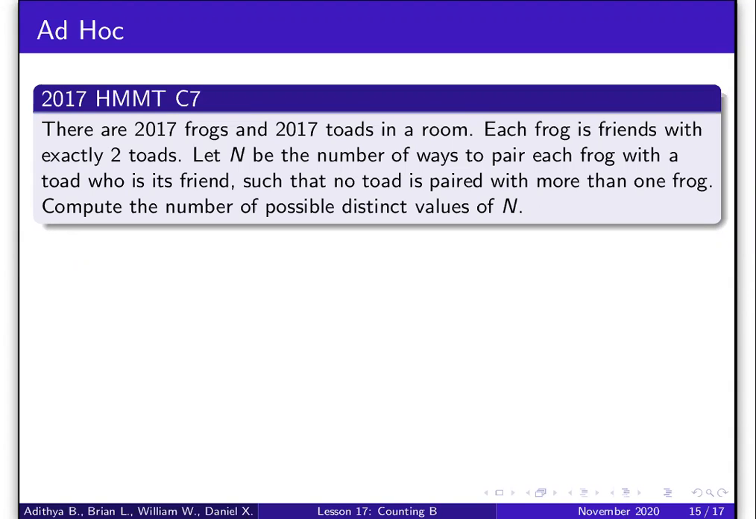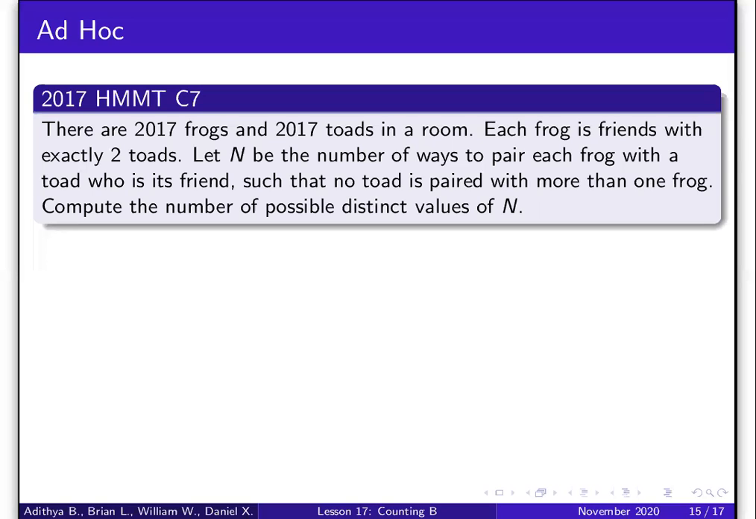But the first thing we want to do in this question is to note what's stopping me just from, say, for each frog, there's 2 choices. So why isn't the answer just 2 to the 2017? Well, the answer obviously is because some frogs will be friends with the same toad. In fact, there have to be toads which are shared by multiple frogs because we just don't have enough toads.